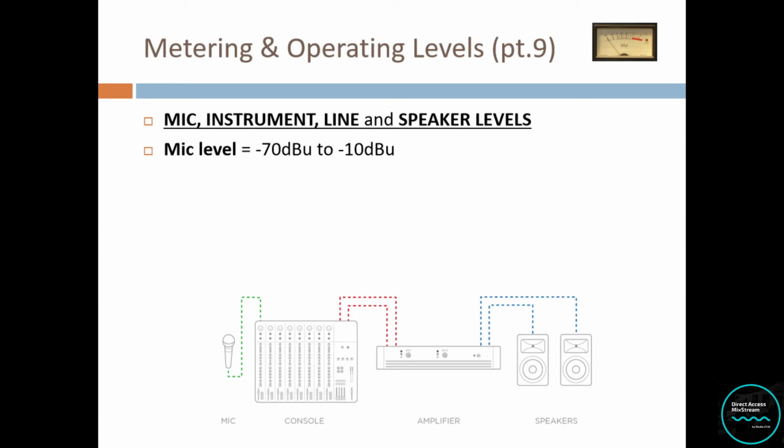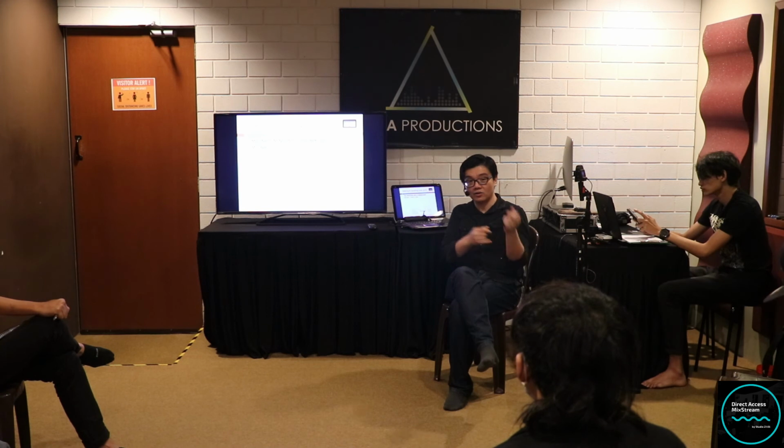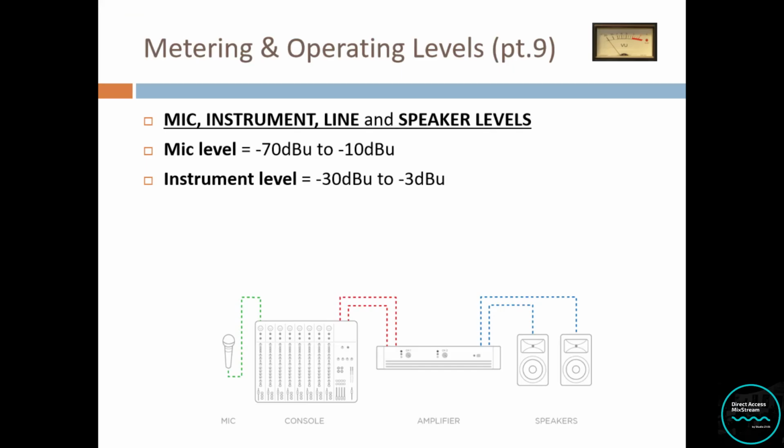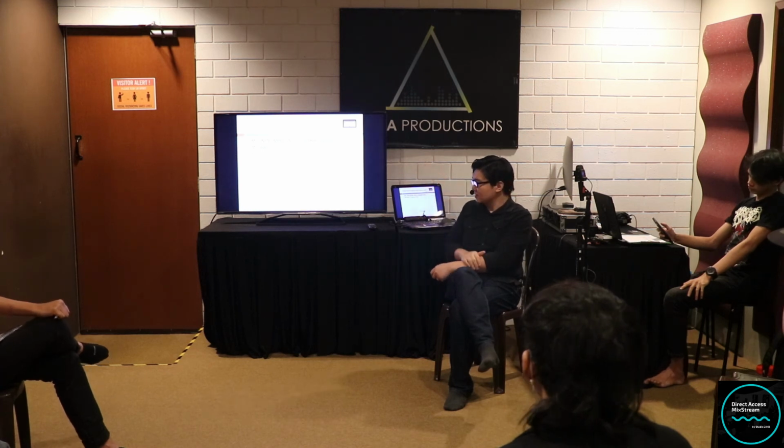It can range from around -70 dBu, for something like a ribbon mic or dynamic, because the output is a bit low. And sometimes up to -10 dBu if it's a very hot microphone, maybe a tube condenser that has a high output. Those are microphone levels. Just imagine, based on the meter, mic levels are at that level.